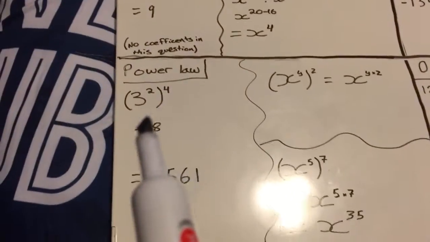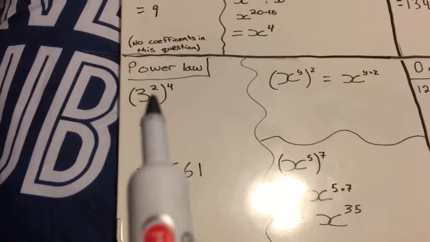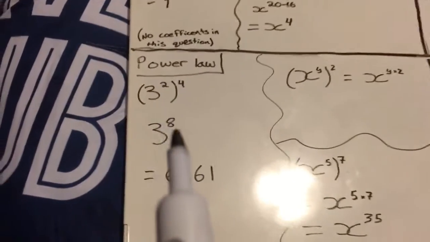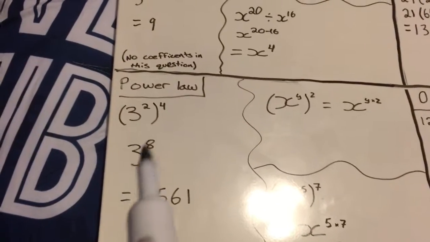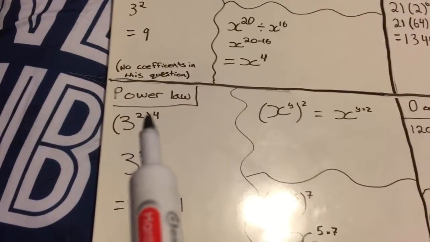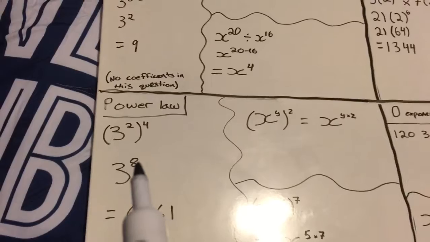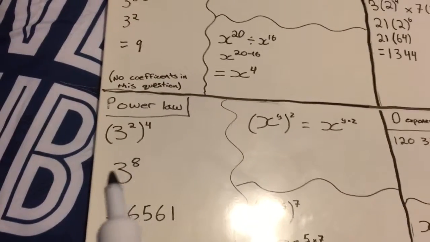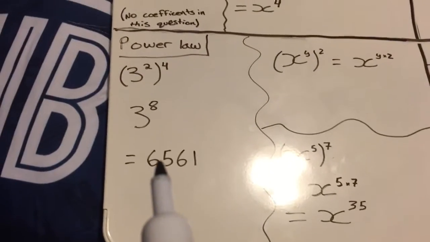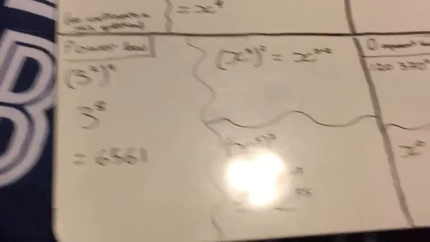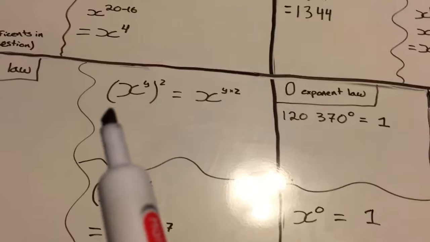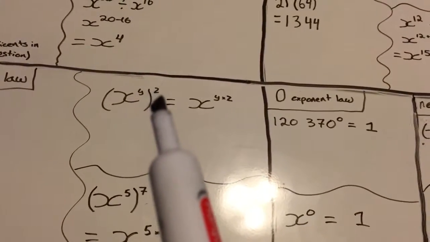Now we have our power law. Our power law says we keep the base and multiply the exponents. So here our base is 3, so we keep that, we write 3 down, and then we multiply the 2 exponents, so 2 and 4. 2 times 4 is 8, so we have 3 to the power of 8, which is equal to 6,561.